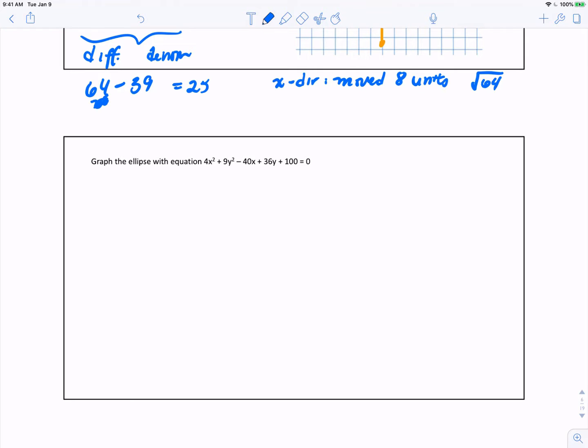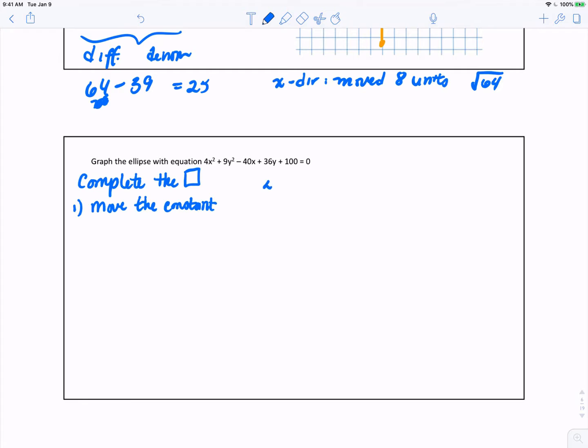So what we need to do in this problem is do a technique which is called completing the square. Now, you may have done this before in a previous math class, so hopefully it'll sound familiar, but if not, it's not difficult to do, it's just a little tedious. So the first thing you're going to do is move the constant to the other side of the equation. So we're going to start this problem by subtracting 100 from each side.